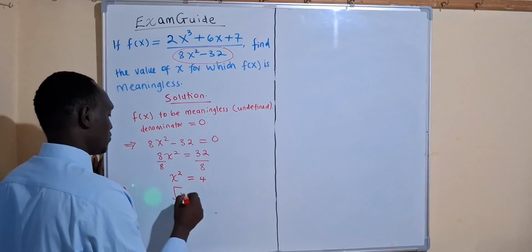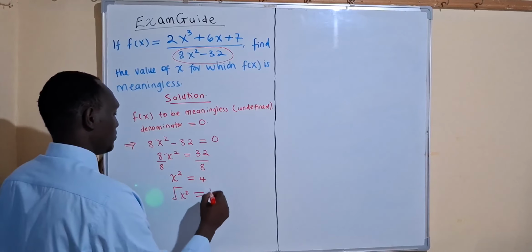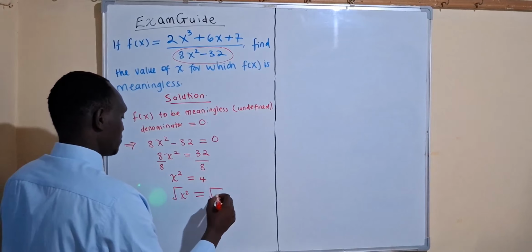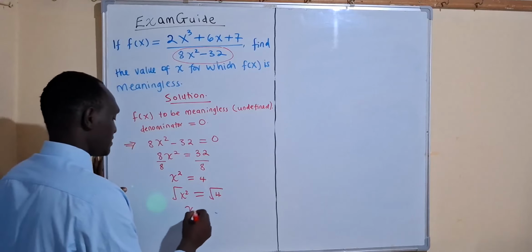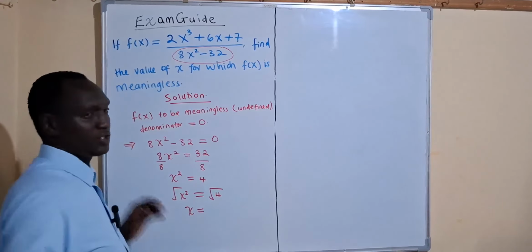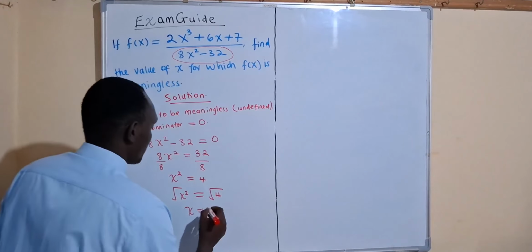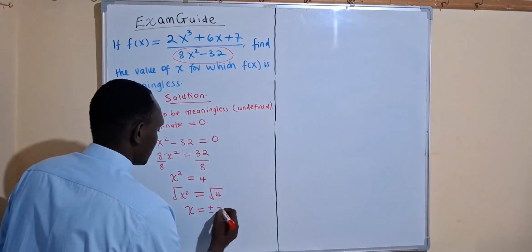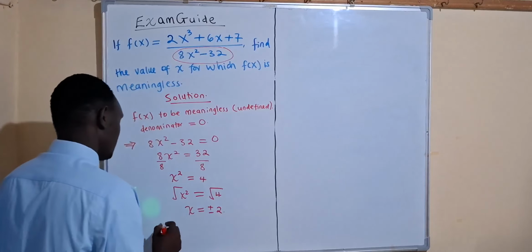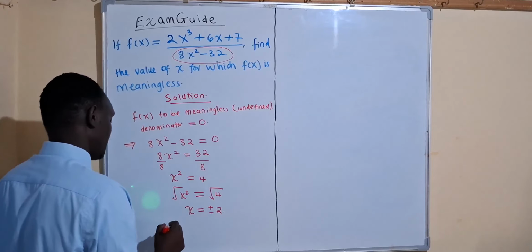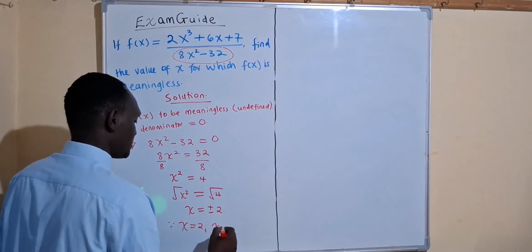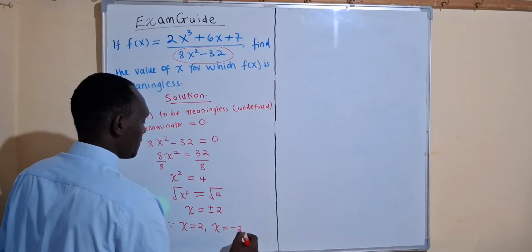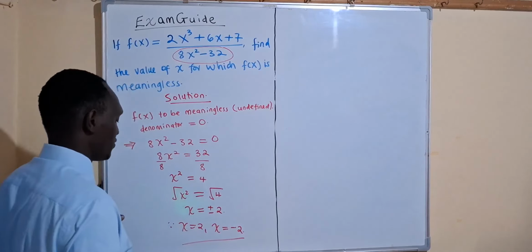And then we are looking for the values of x. So we take the square root on both sides. So this gives us x equals, and we know that the square root of any number is plus or minus. So it's plus or minus 2. So the values of x for which the function is meaningless are therefore x is 2 and also x is negative 2.